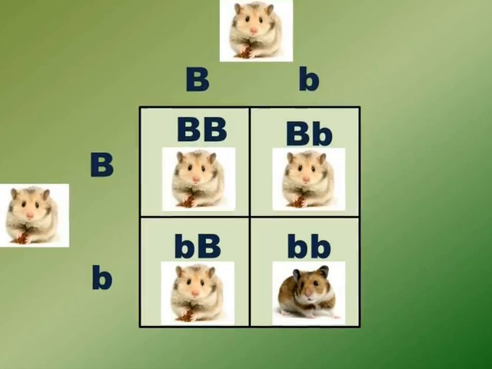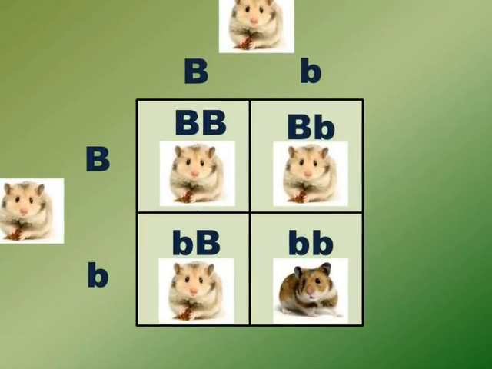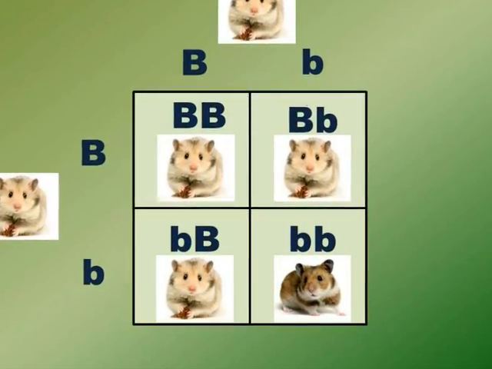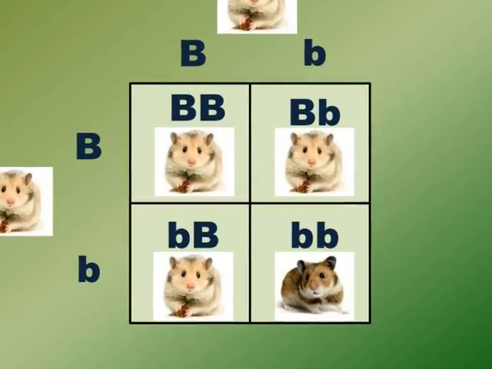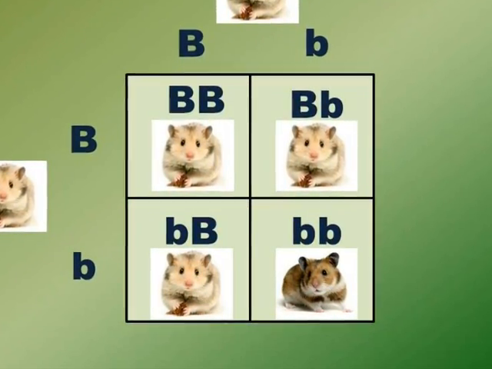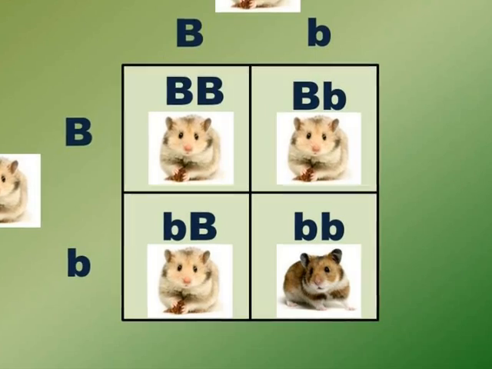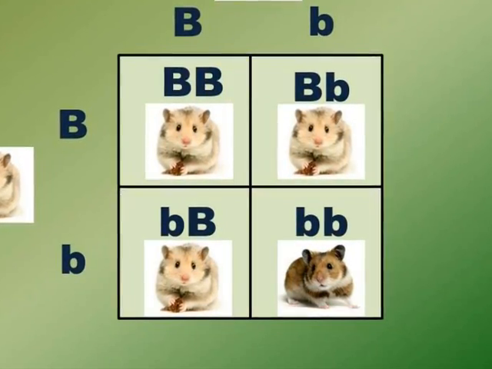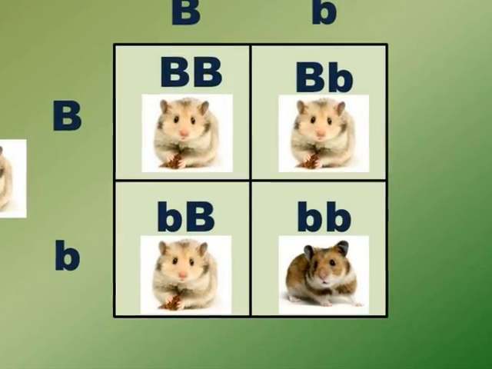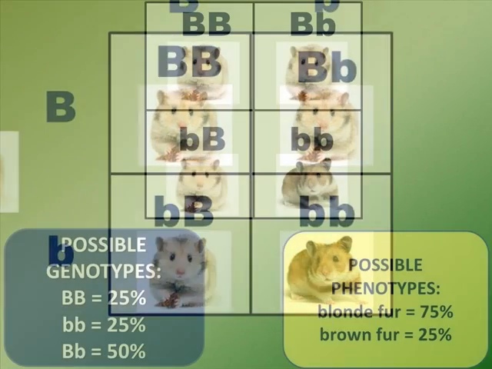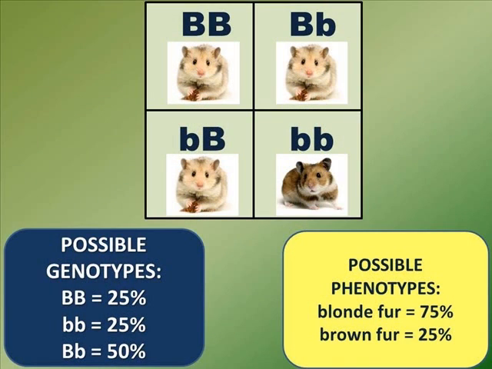When we add the phenotypes to our square, we can see that familiar 3-to-1 ratio again. 3 of our boxes contain blonde hamsters, and 1 box contains a brown hamster, even though both parents were blonde. Because we understand genetics, we know that 2 blonde hamsters can have a brown baby. It's just not as common as a blonde baby. So we see the final results of our cross of heterozygous hamsters.